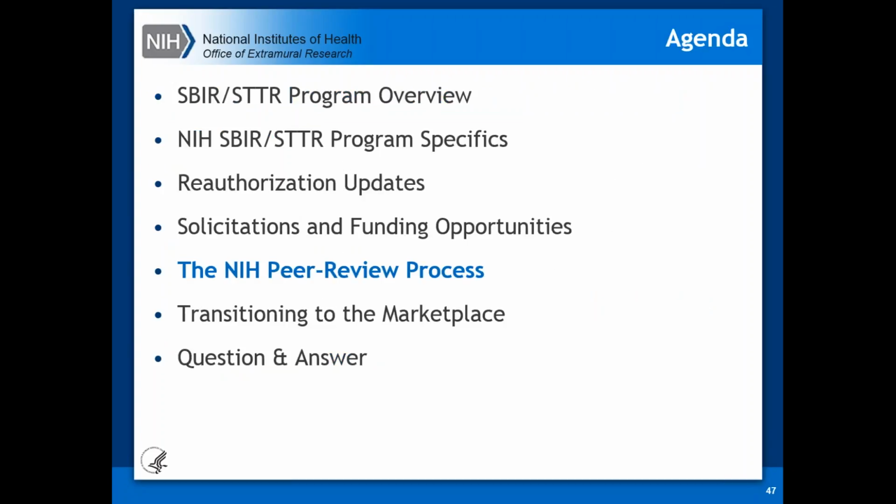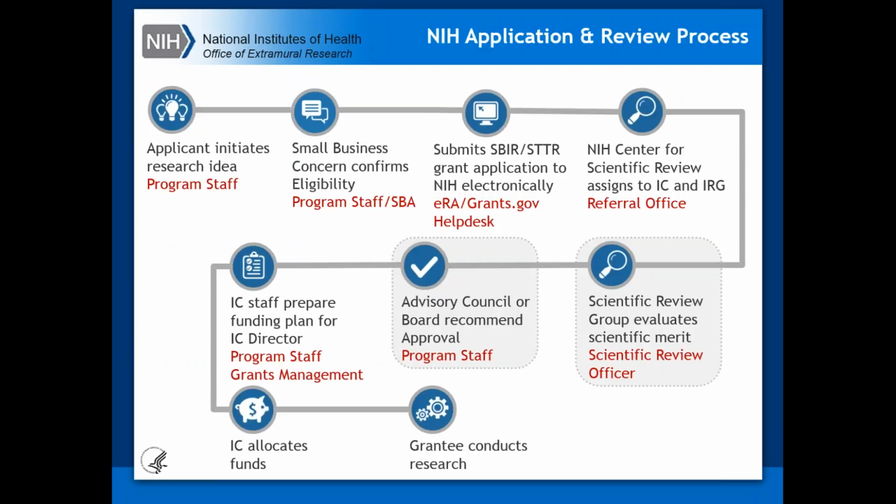So the next part of the agenda, we're going to talk a little bit about review, how the application is basically evaluated. If we look at the NIH peer review process, here is how the process goes. On the left, the applicant initiates the research idea, talking with the program staff. The small business concern confirms its eligibility, and then they submit their SBIR/STTR grant application to NIH electronically through eRA or grants.gov. They'll be talking with the help desk as they need.